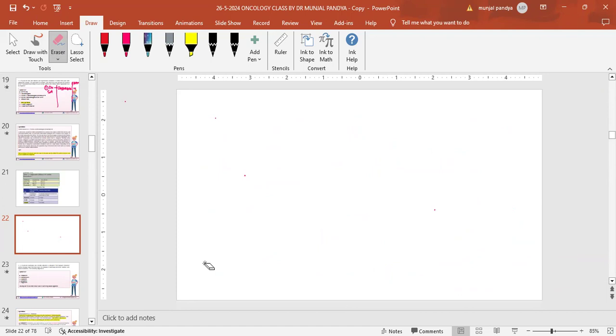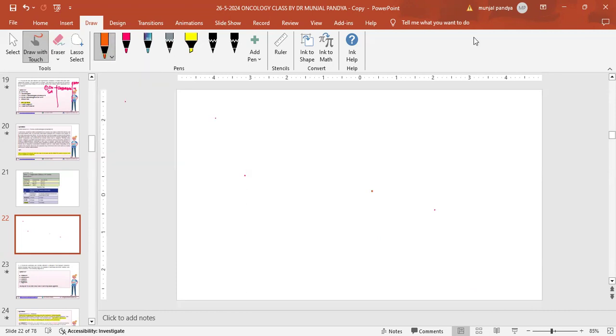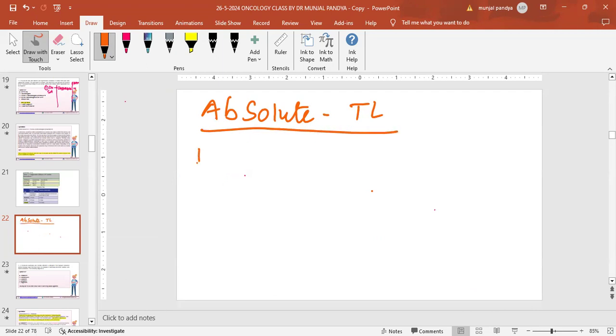Another homework for you guys, everybody: what are the absolute contraindications of thrombolytic? Very high yield question in exam. Anyone want to attempt, other than coagulation disorder? I'm talking about absolute, where you cannot give at all. I don't want relative contraindications. Absolute contraindications of thrombolytic. Very frequently asked question in exam. Yes, number one. Sir, ITP.